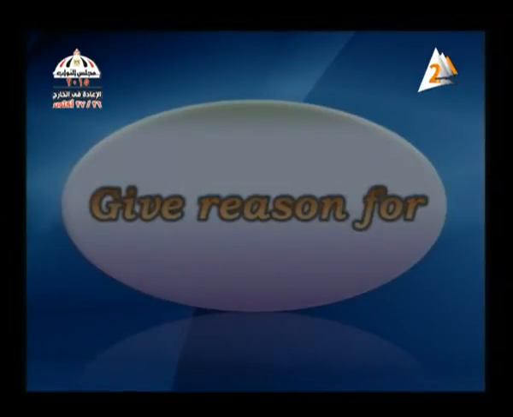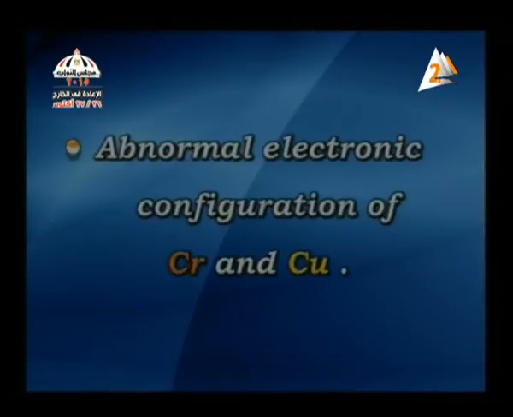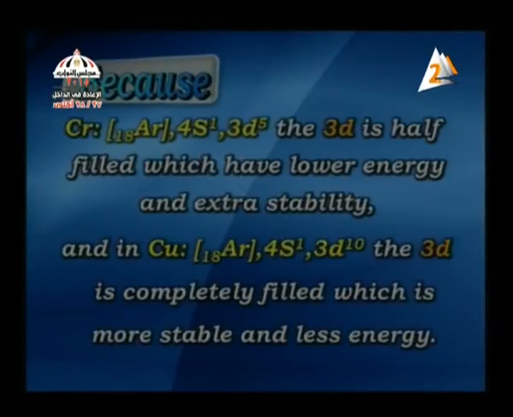Another type of question here: give reasons for the abnormal electronic configuration of chromium and copper. Because, my dear students, chromium has the electronic configuration argon 18 4s1 3d5, which means that the 3d here is a half-filled sublevel, which has lower energy and extra stability, while copper has the electronic configuration argon 18 4s1 3d10. That means that the 3d sublevel is completely filled with electrons, which is more stable and has less energy.